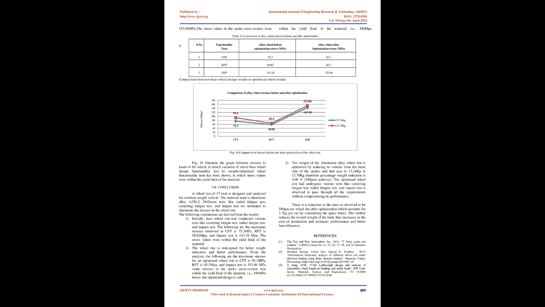D. Comparison of alloy wheel stresses before and after optimization. Initial model maximum stress for cornering fatigue test is 75.30 MPa and maximum stress for optimized wheel CFT is 93.10 MPa. Initial model maximum stress for radial fatigue test is 58.82 MPa and maximum stress for optimized wheel RFT is 65.30 MPa. The stress values were within the yield limit of the material. Impact test initial maximum stress is 143.18 MPa. Maximum stress for the optimized wheel is 153.06 MPa. The stress values in the spoke cross-section were within the yield limit of the material, i.e., 186 MPa.